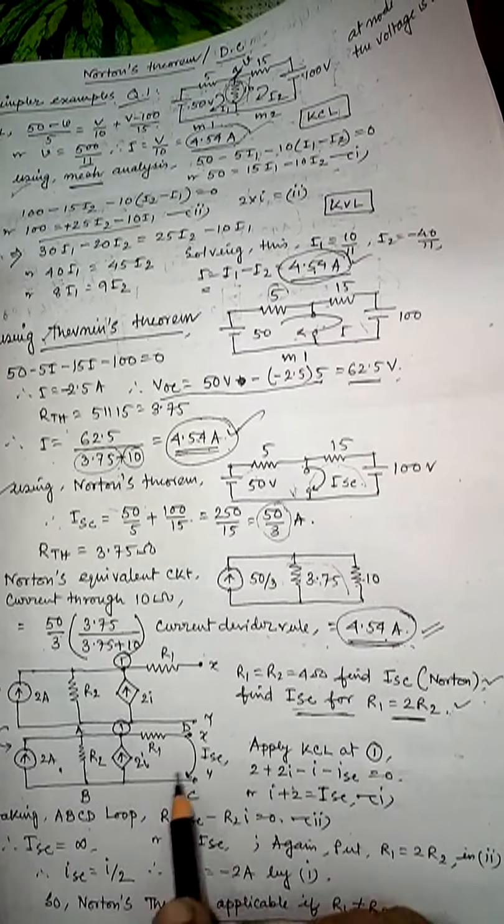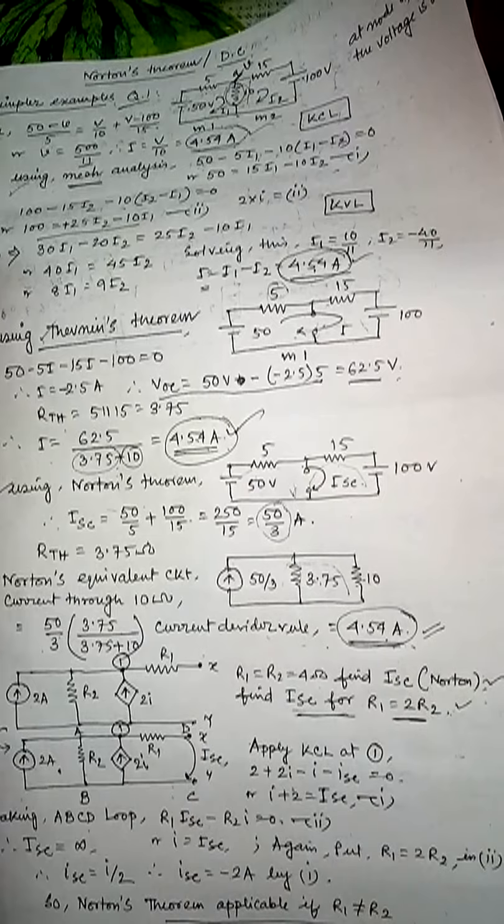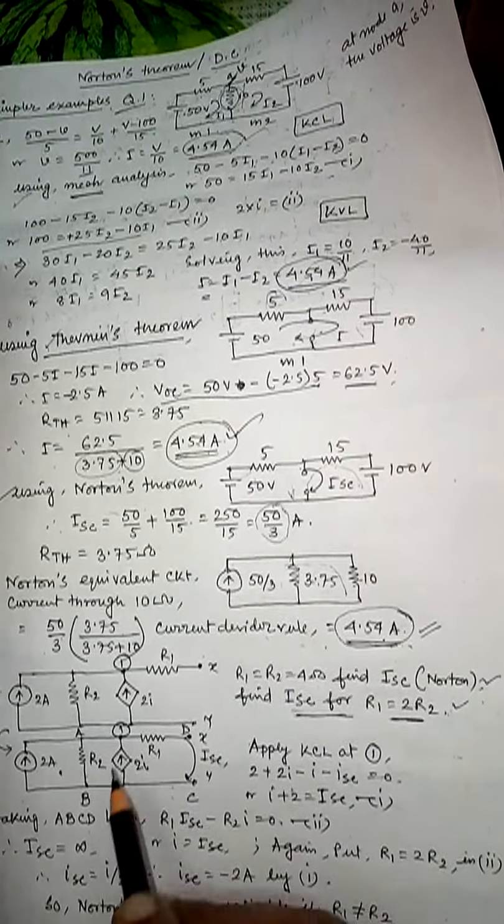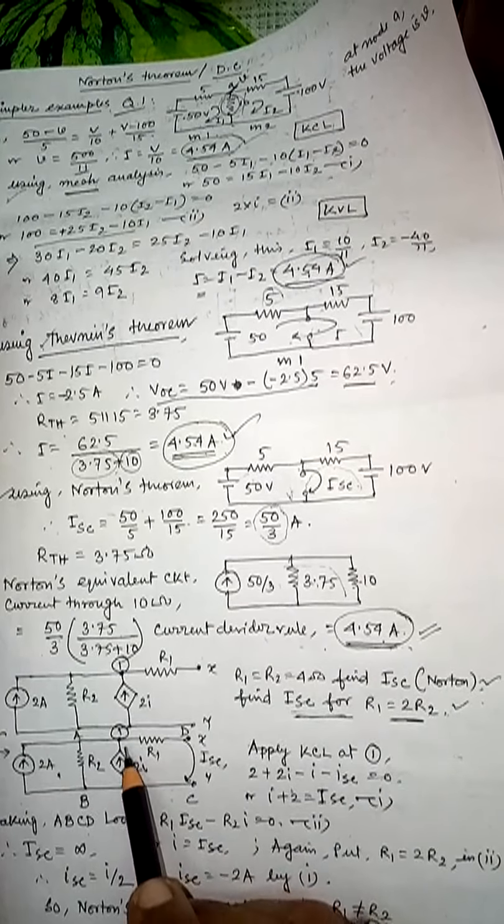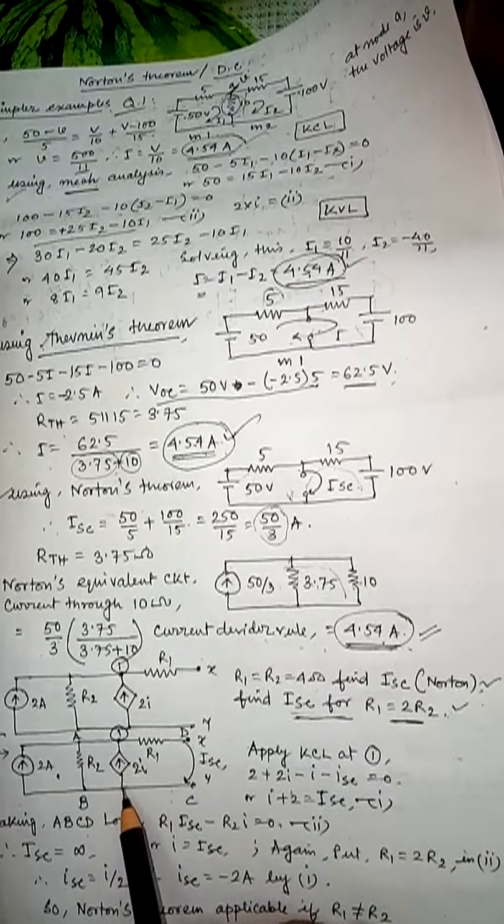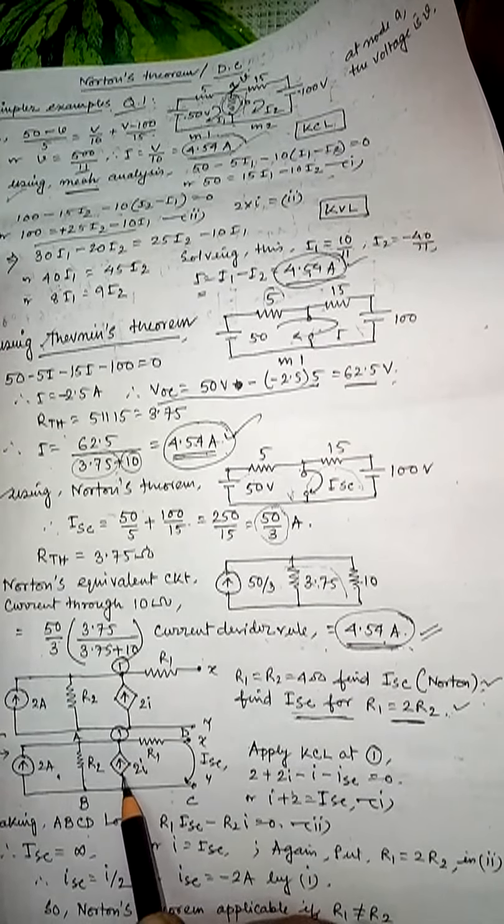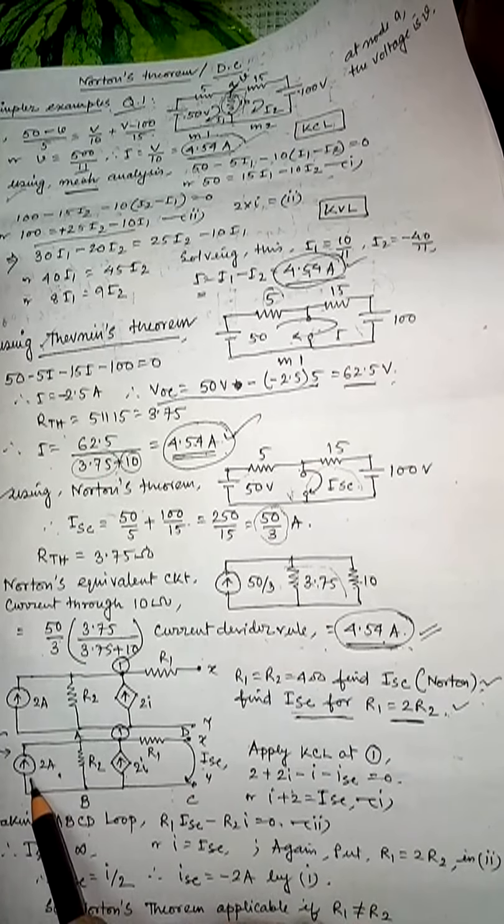So we have to find out first of all the ISC, the short circuit current. So how do you do this? First of all, if this is taken as node number 1 or node A, whatever, you have to use KCL at node 1. So how to find the value using KCL? Here it is 2I, this is ISC, this is 2 A.